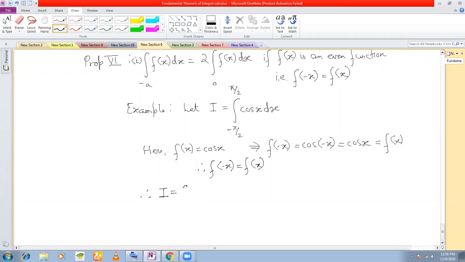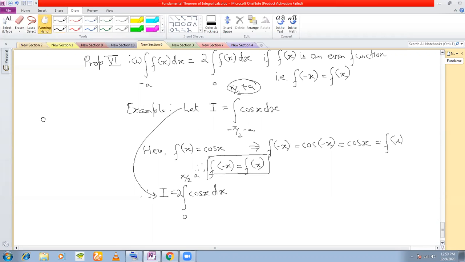Therefore, you can write directly now: I is equal to twice the integral from 0 to pi by 2 of cos x dx. Understood? You understand the property? See, this is minus a to plus a, so a is pi by 2. So now this becomes 0 to a. So this integral from minus pi by 2 to pi by 2 suddenly gets transformed to this because f of minus x is equal to f(x). Understood? So this is one example.